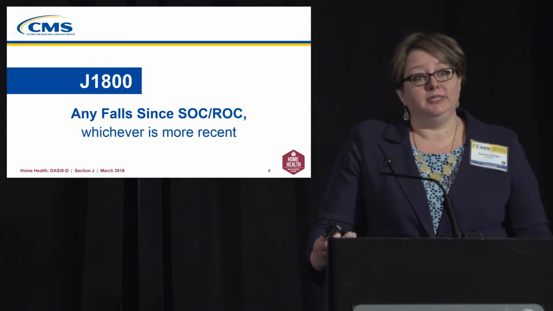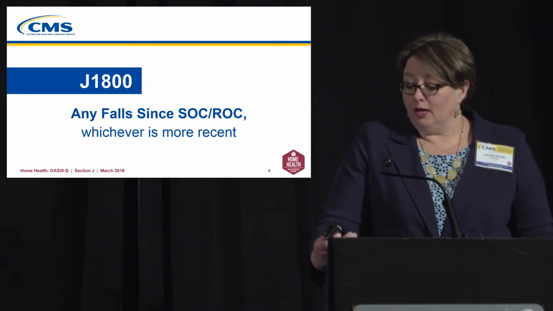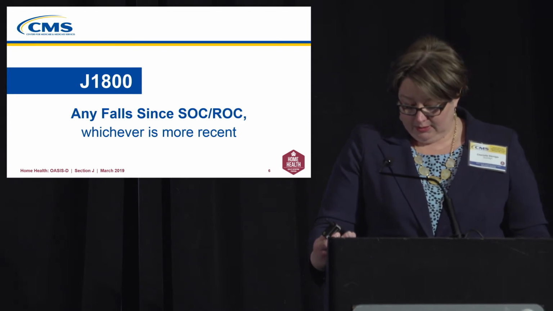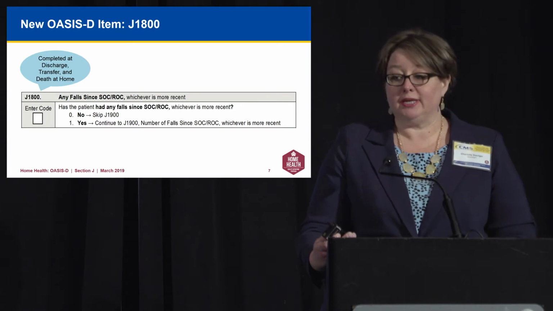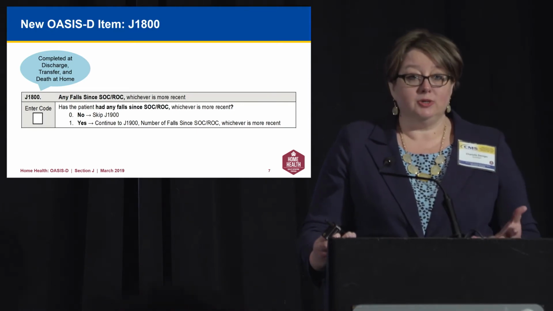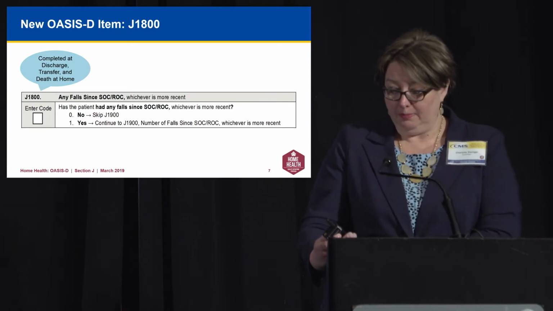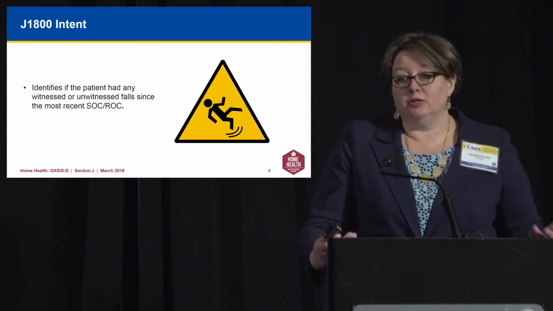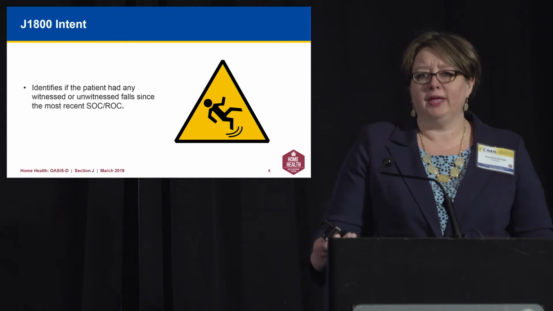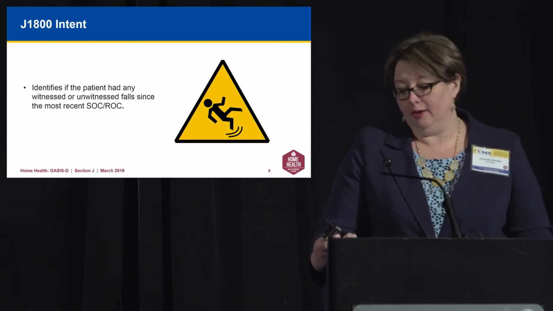So we're going to start with J1800. Any falls since SOC/ROC, whichever is more recent. And remember that this new OASIS-D assessment item is captured at discharge, transfer, and death at home. So I always like starting with the intent. Why are we capturing this? What are we trying to get at here?